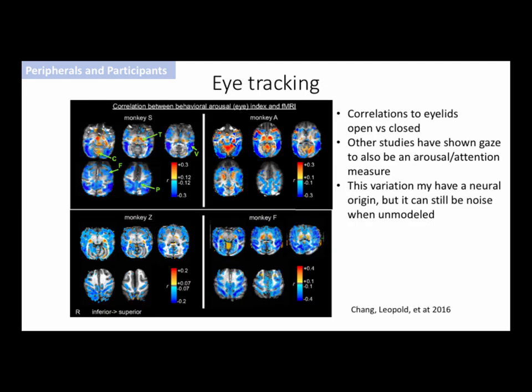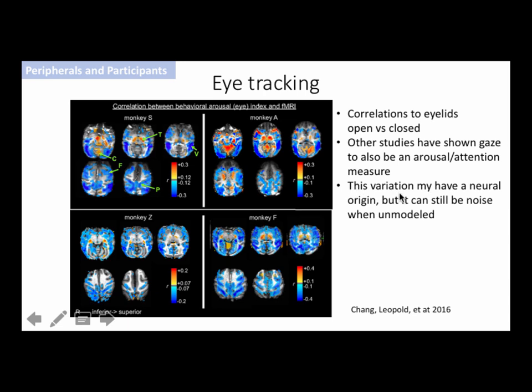One other peripheral to think about is eye tracking. A lot of people think of eye tracking as a purely behavioral measure. And it is, but it also is a way to think about removing noise. This is just one example study where in primates, Katie Chang et al. showed that they had this attention measure of when the monkey's eyelids were open versus closed, and quite a lot of brain activity correlates with that across multiple monkeys.